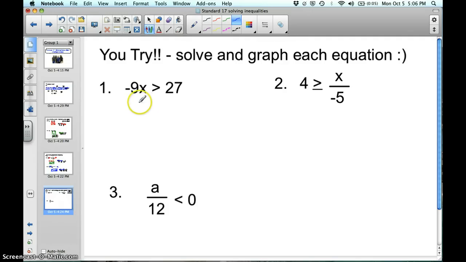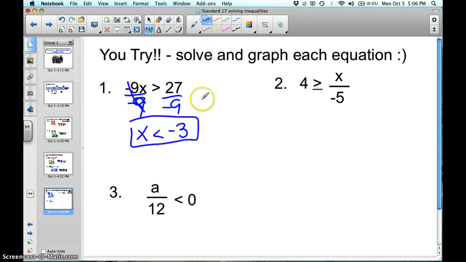So for number 1, I have -9 times x, so I'm just going to divide by -9 on both sides. When I do that, I'm left with x over here. Since I divided by a negative number, I need to flip this inequality symbol. And then 27 divided by -9 is going to give me a -3. So my solution is x is less than -3.